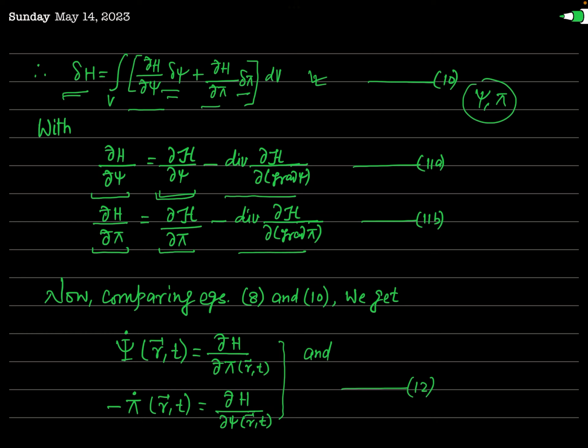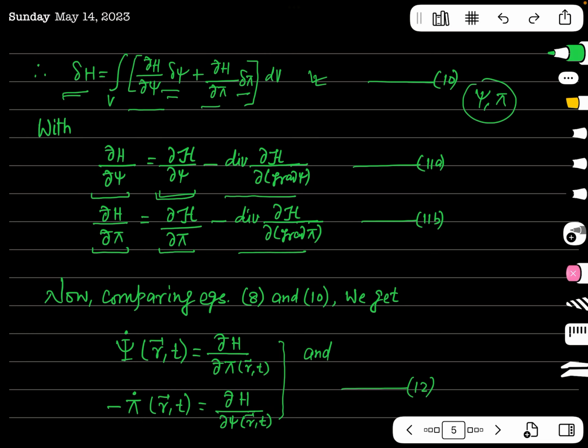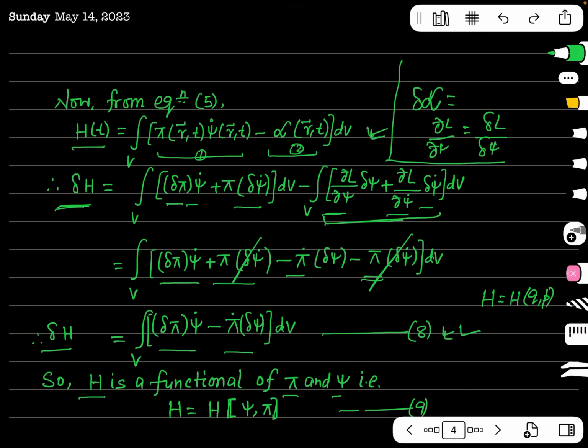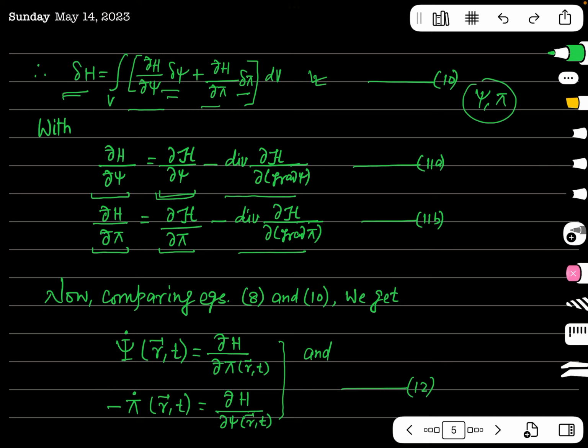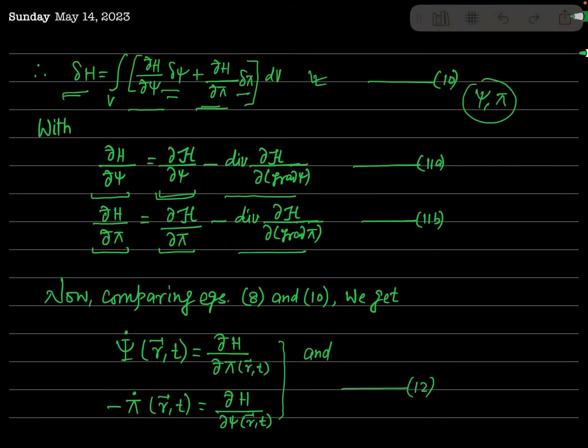So let us see here that in equation 8, the multiple of this delta pi is what? This is psi dot. The multiple of delta pi in this equation 10 is what? This is the functional partial derivative of Hamiltonian h with respect to pi.